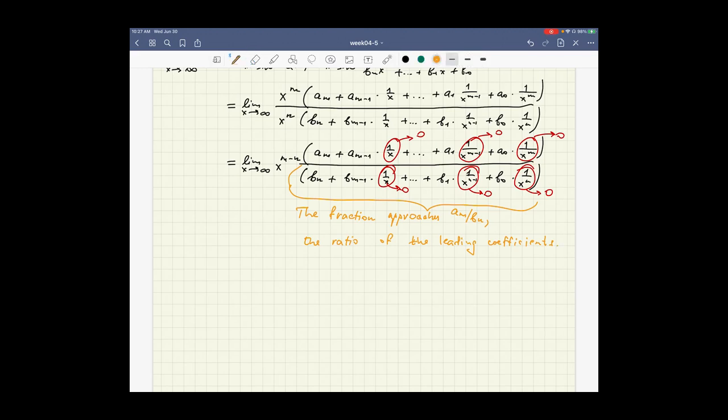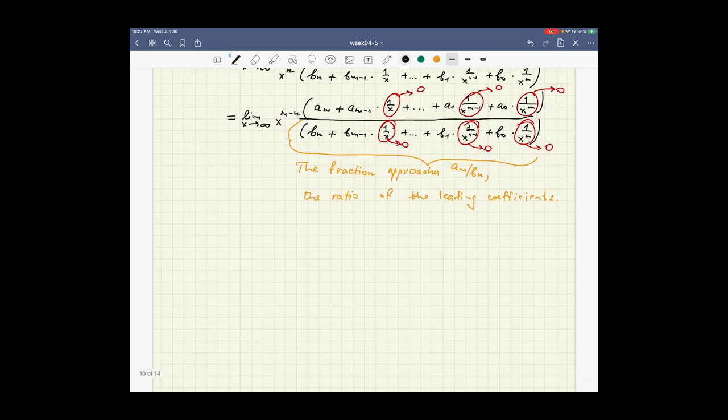So, where the whole expression goes depends on the sign of m minus n. If m equals n, so m minus n is 0, this is 1, and we get that the whole expression approaches 1 times the ratio of the leading coefficients. Right, a sub m over b sub n, but because m equals n, that simply is a sub m over b sub n.